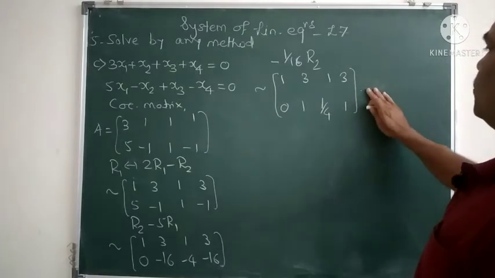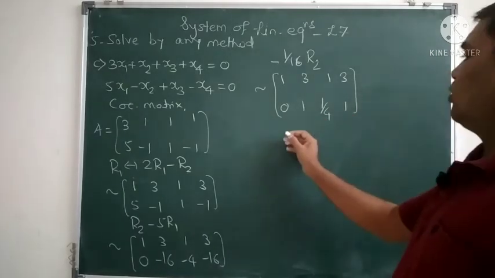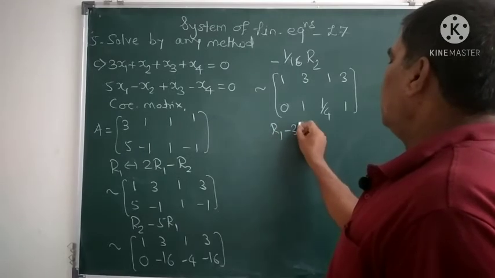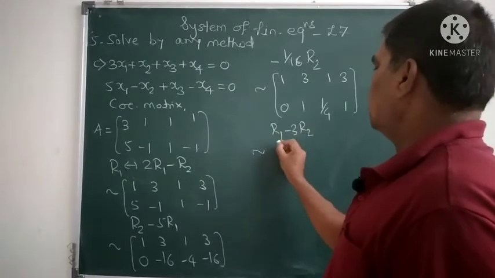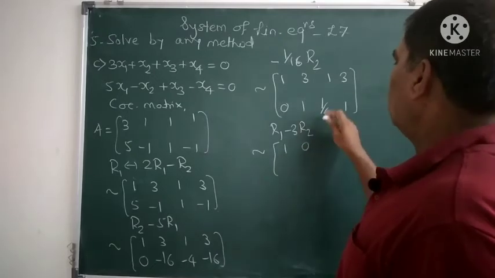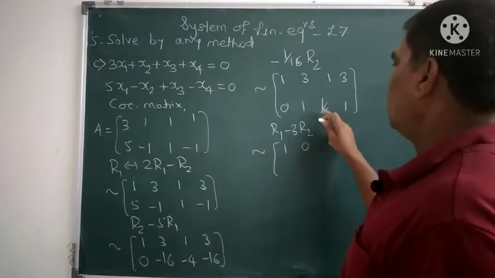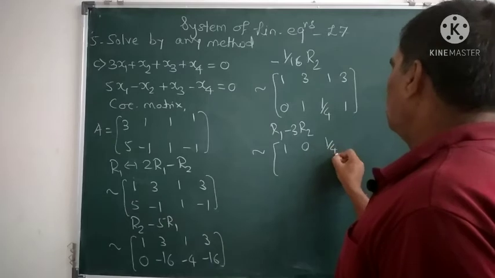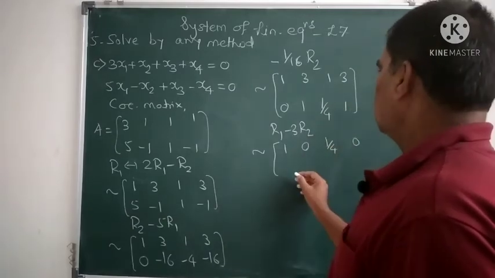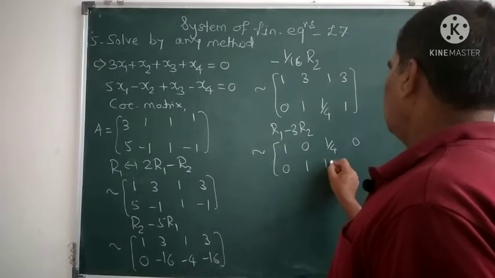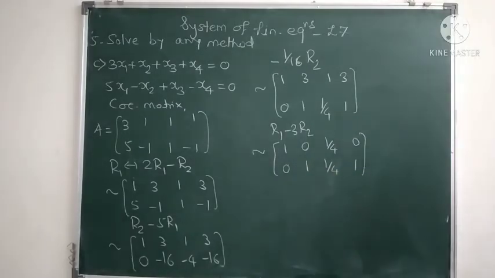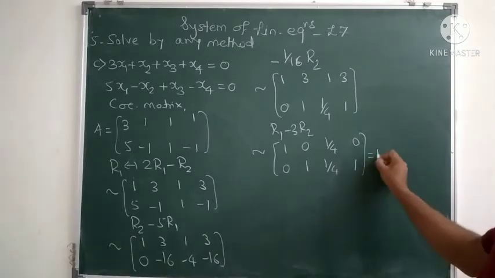Again, if you want to obtain the row reduced echelon form, I will use R1 minus 3 R2. This gives us 1, 3 minus 3, 0, 1 minus 3 by 4, that is 1 by 4, then 3 minus 3, 0, 0, 1, 1 by 4 and 1. So we'll get this to be the row reduced echelon form.